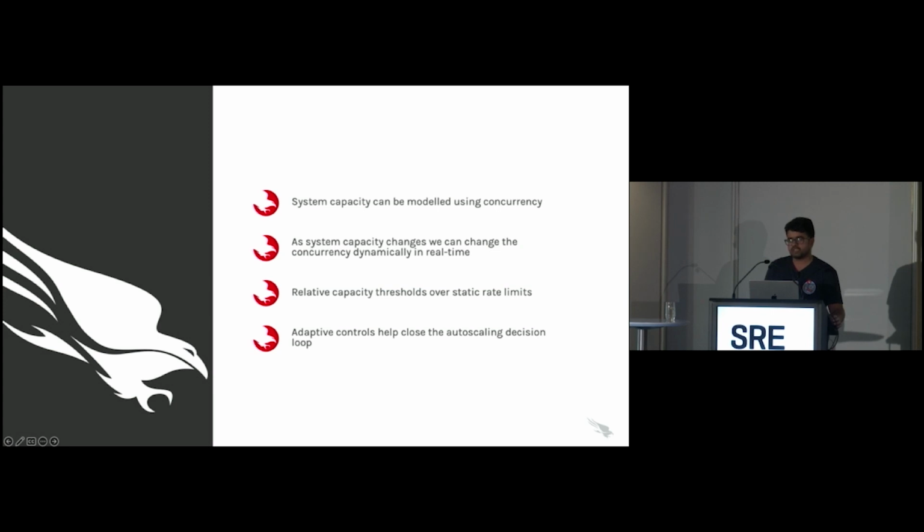To summarize what we have discussed today, we can adapt to feedback from downstream systems and change the concurrency or processing capacity of our system dynamically. We can utilize relative capacity thresholds instead of static rate limits. And probably we can do admission management instead of rate limiting. We can make closed loop autoscaling decisions based on adaptive control metrics. Combined, these strategies help increase service resiliency. I hope I've given you enough motivation to move away from static controls and start working towards dynamic and adaptive controls that require very little manual intervention.